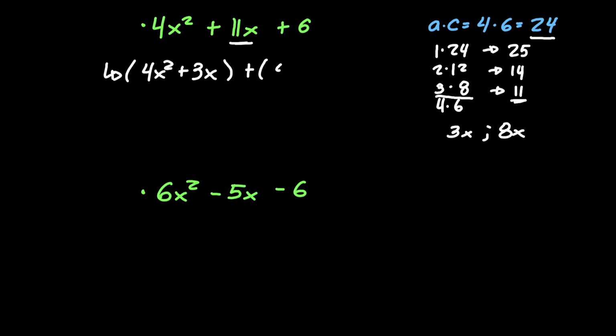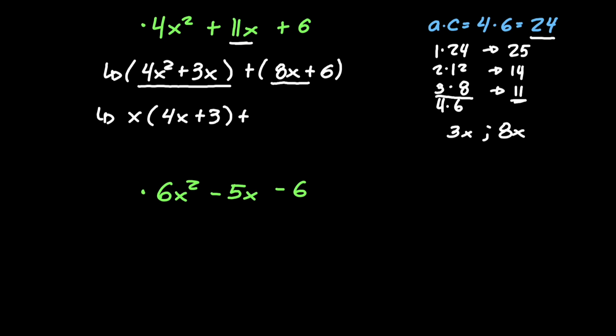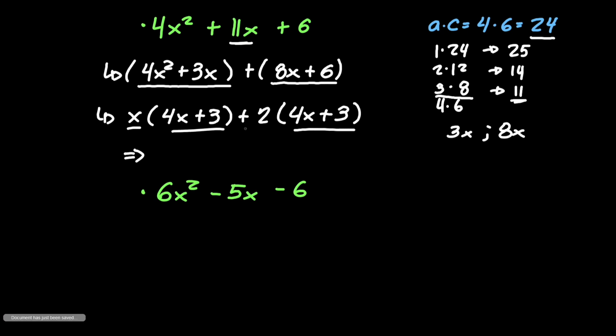plus 8x plus 6. And the factor of 4x squared plus 3x would be x multiplied by 4x plus 3, plus the factored form of 8x plus 6 would be 2 multiplied by 4x plus 3. So you can see these two are similar once again. And now your final answer would be x plus 2 multiplied by 4x plus 3.